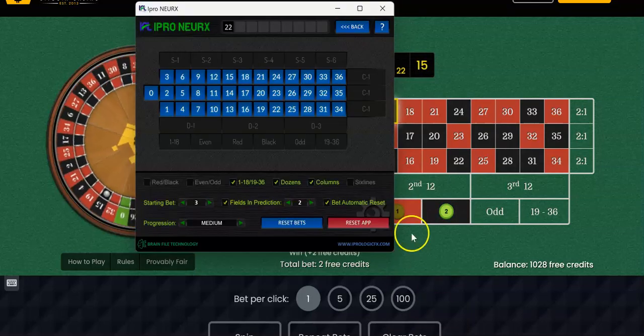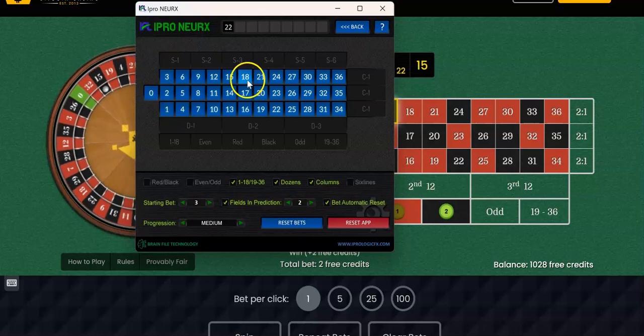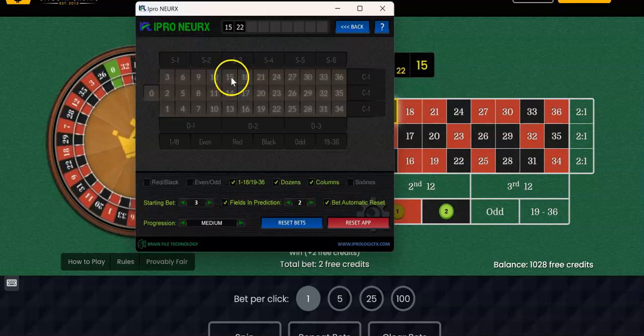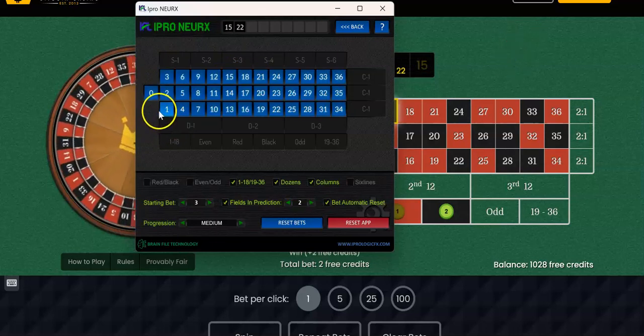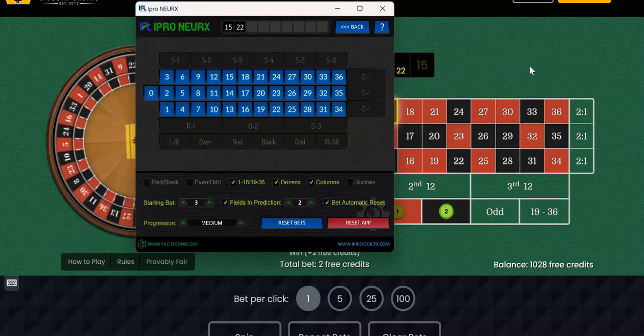It does not matter if you're using an American wheel or European wheel. The way we have the algorithm designed, it is for a 0 and a double 0, even though it does not show it, because most people like to use a European wheel, getting that advantage of just 1 0.